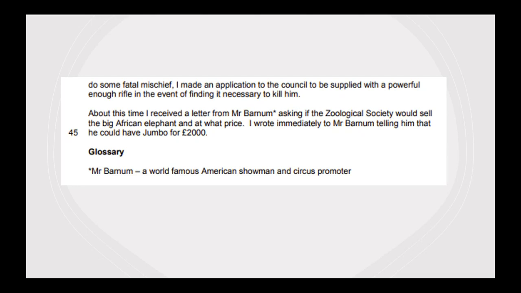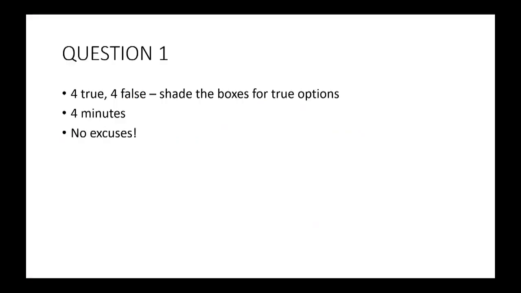Then I would go with question 1, true or false, and do it quickly. So 4 true, 4 false statements, shade the boxes for true, 4 minutes, no excuses, I put. I think tough love there. You don't want to mess up, but equally don't want to spend too long on a question that is only worth 4 out of 160 marks over the 2 papers. Okay, so it's a game. You need to play the game, and this bit is to be done relatively quickly.